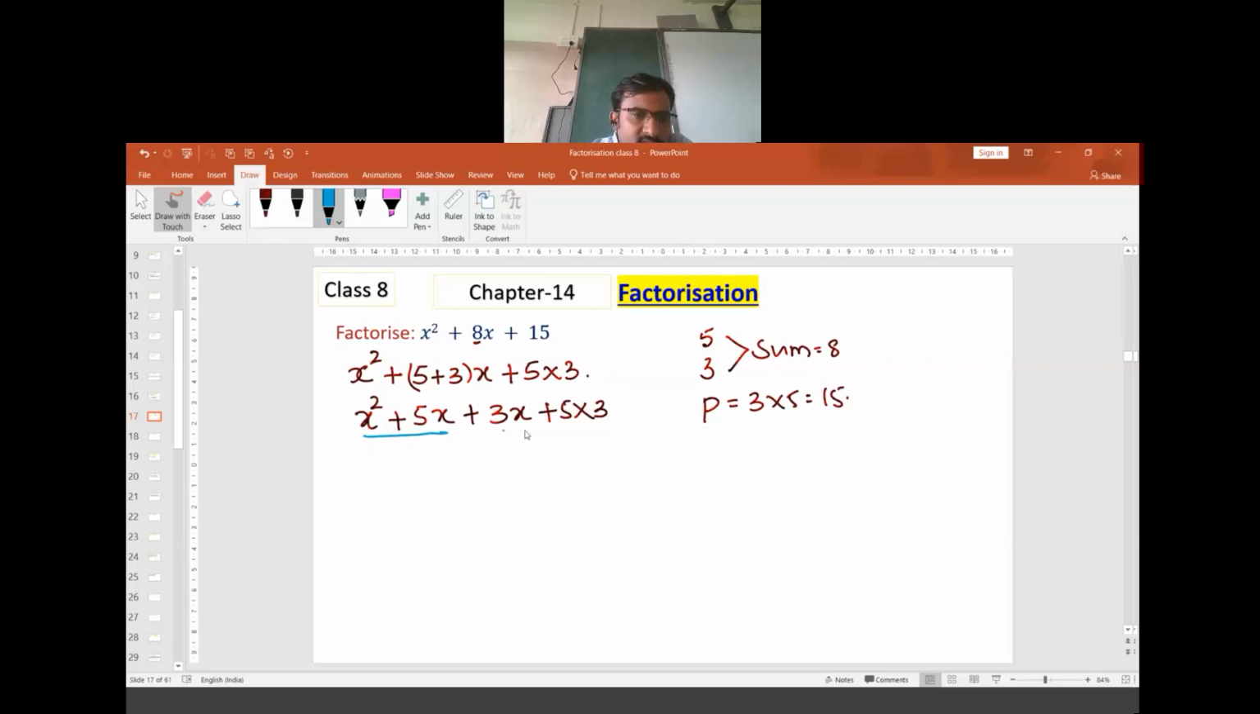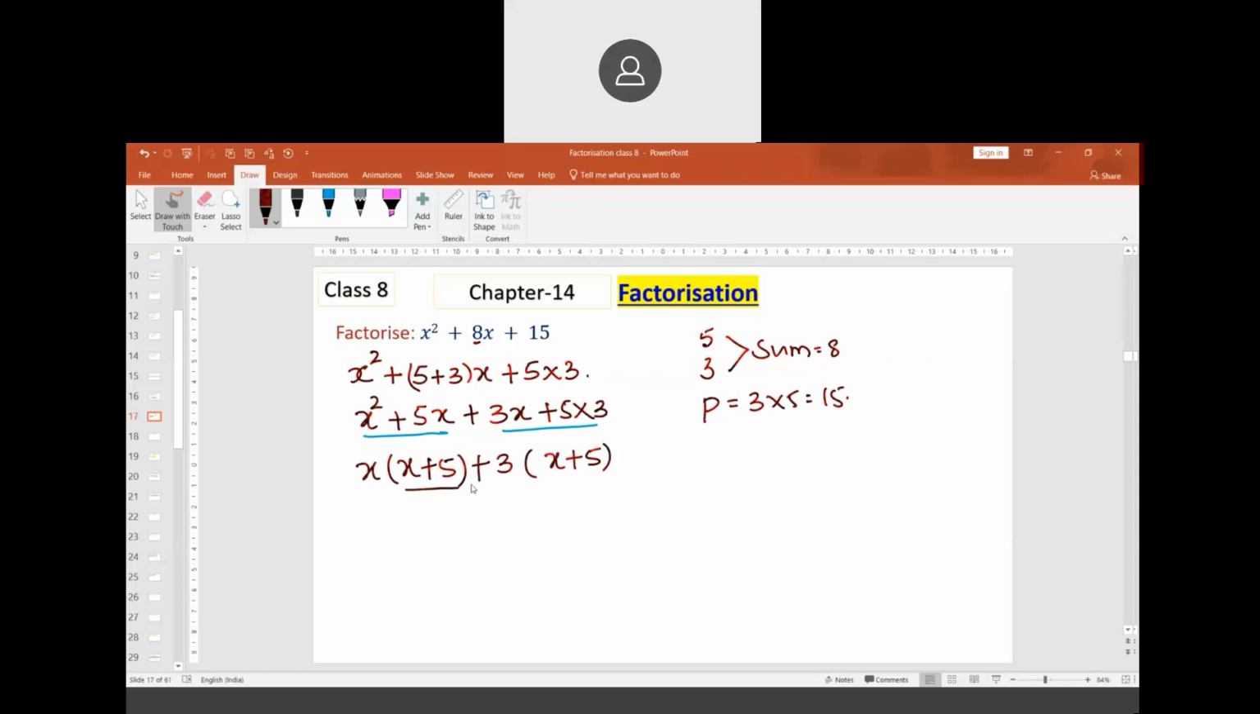Now we will group them into groups of 2's. Then we will take x common, we get x plus 5, and 3 taken common, we get x plus 5. Now we can take x plus 5 as common. So x plus 5 multiplied by x plus 3.